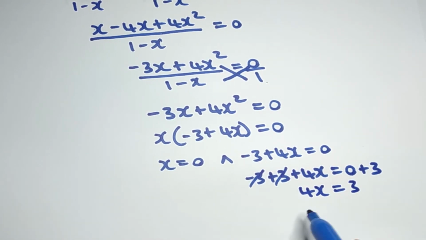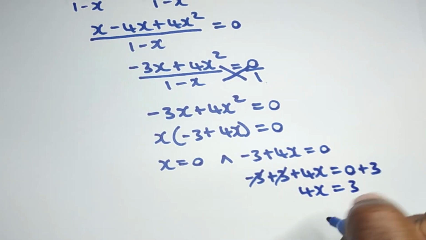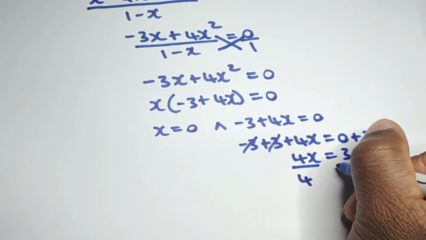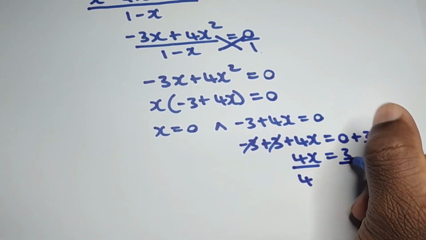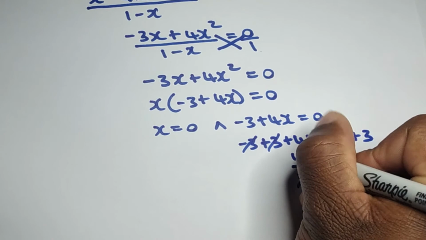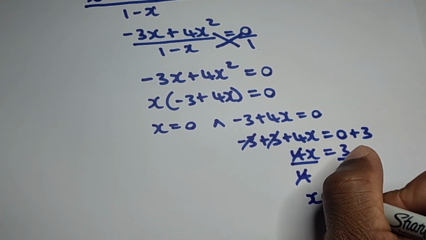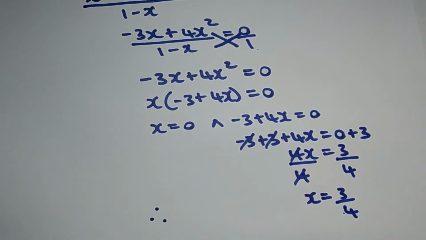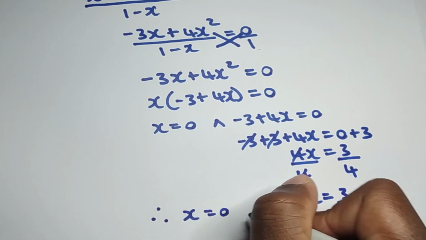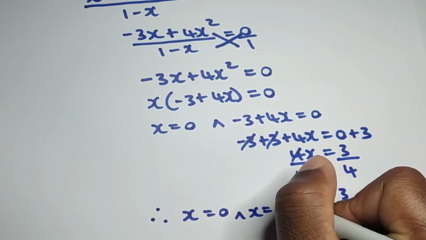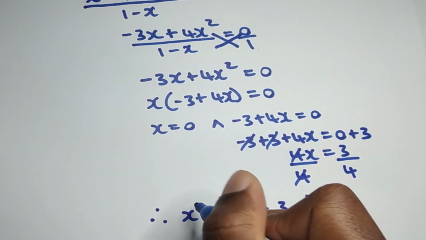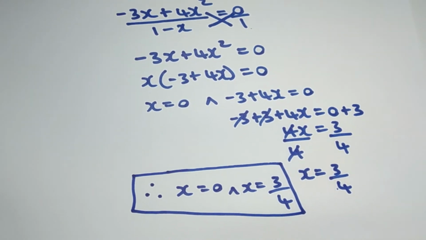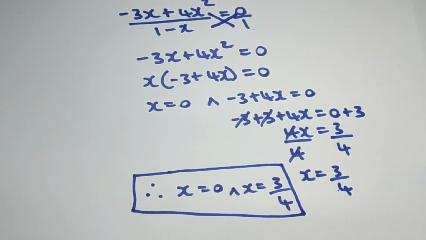Alright, what I'm going to do now is to divide both sides by 4, to get rid of this 4 right here. So I'll have 4x divided by 4 over 3 over 4 right here. So 4 cancels 4, and I'll be left with x is equal to 3 over 4. Alright, so I can say therefore x is equal to 0 and x is also equal to 3 over 4. Alright, so this would have been my solution to the problem. So that's pretty much how you treat with a question like this one.